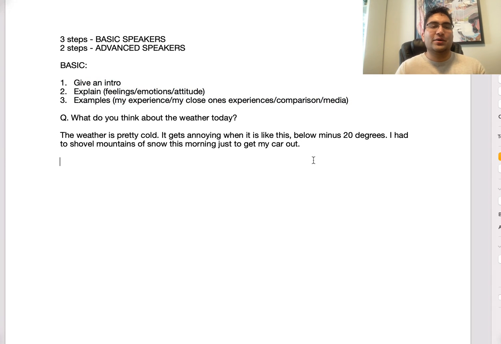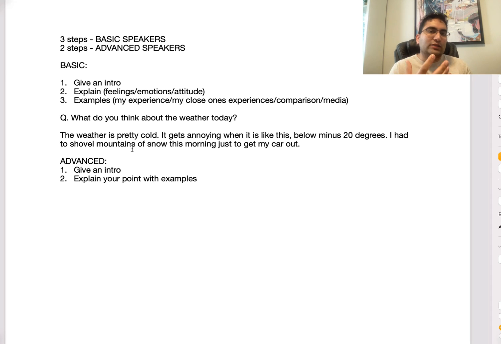Okay, let's talk about advanced speakers. Advanced speakers can build sentences in 2 steps only. One is give an intro, same thing like before. Number 2 is basically a combination of 2 and 3. So explain your point with examples. Now, advanced speakers don't have to do sentence number 2 and sentence number 3. They can just mix sentence number 2 and 3.